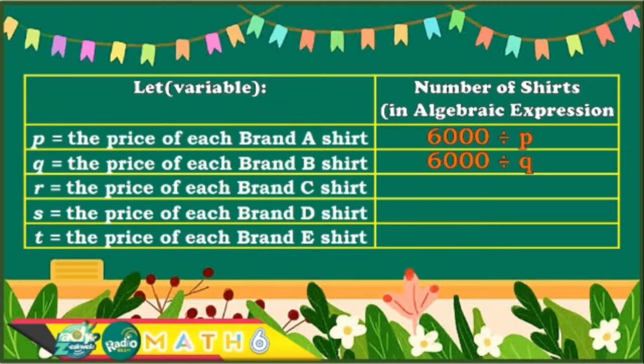Let R equal the price of each brand C shirt. To write an algebraic expression, it will become 6,000 divided by R. And let S equal the price of each brand D shirt. And to write an algebraic expression, it will become 6,000 divided by S. And let the variable T equal the price of each brand E shirt. And to write an algebraic expression, it will become 6,000 divided by T.